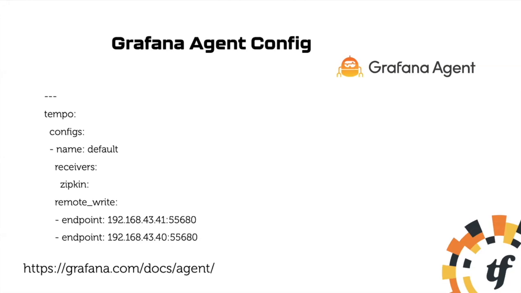So my Grafana agent now has the receiver, in this case Zipkin, or there's others. Jaeger is the other big one. And now I write into two different endpoints, one in my local DC and one in the other DC.